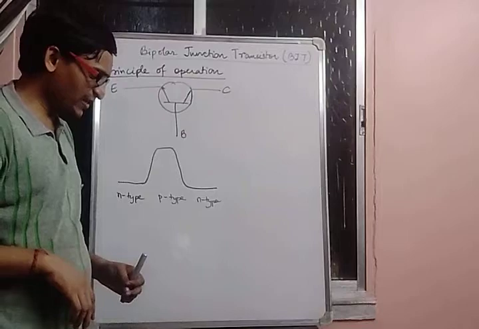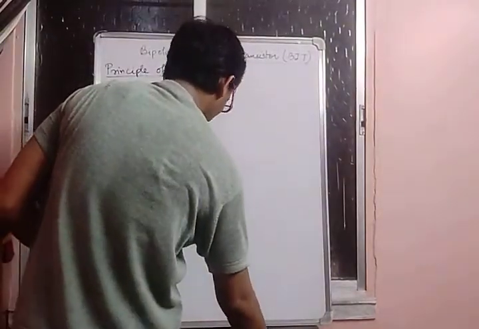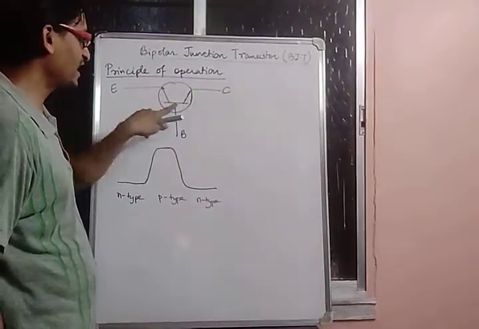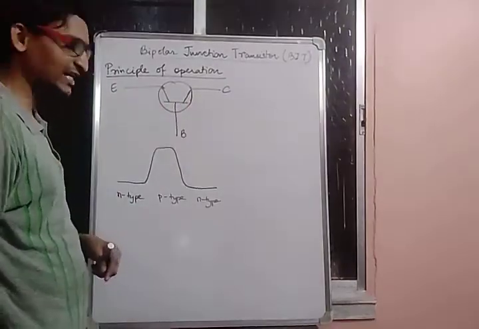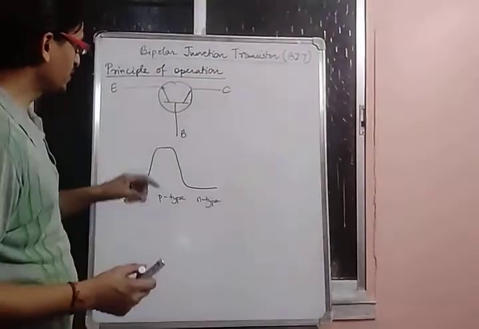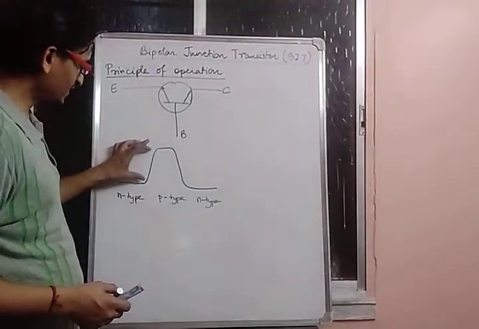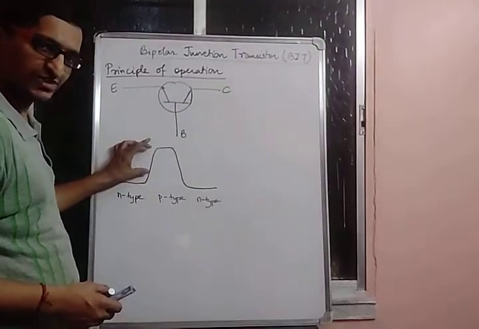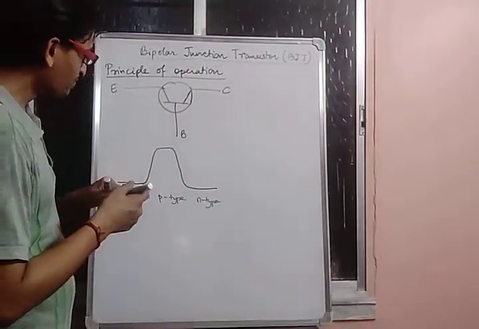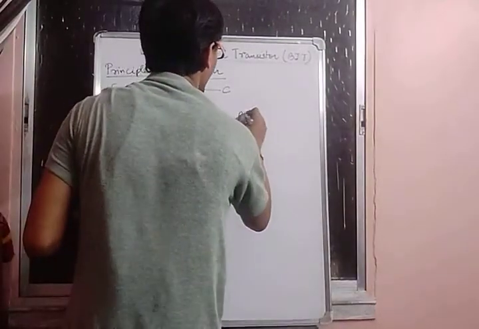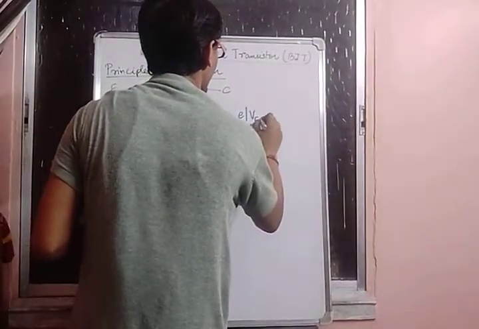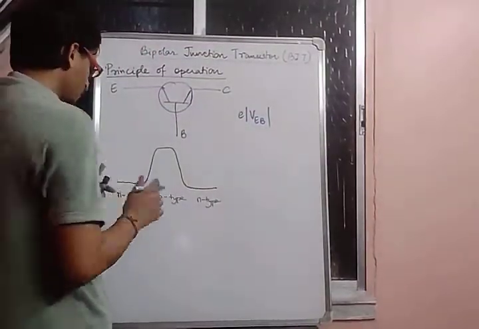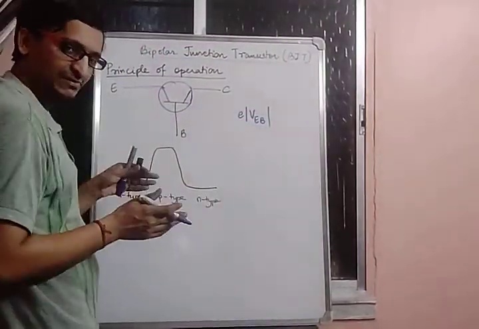Now if we apply a forward bias voltage across the emitter base junction and a reverse bias voltage across the collector base junction, then what will happen? Due to this forward bias voltage, this gap will basically reduce by an amount e times mod of VEB. This depletion gap will reduce by application of forward bias voltage.